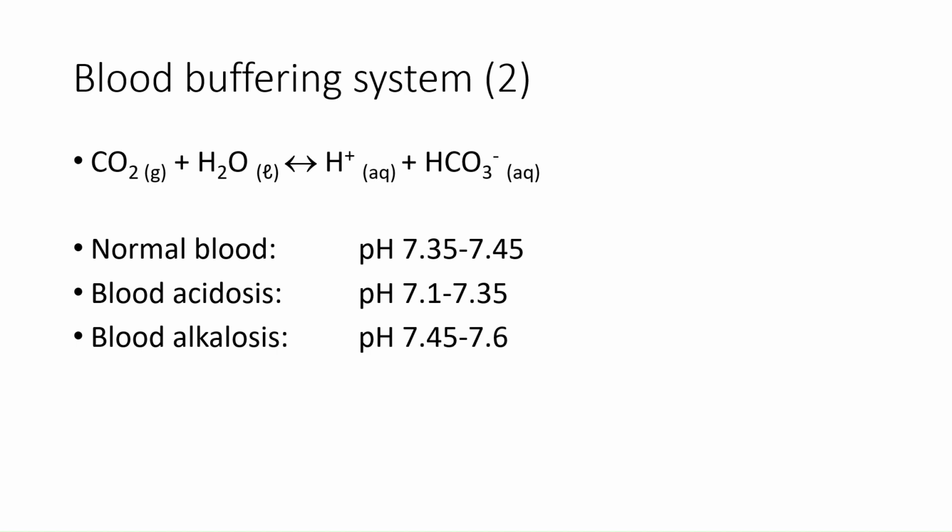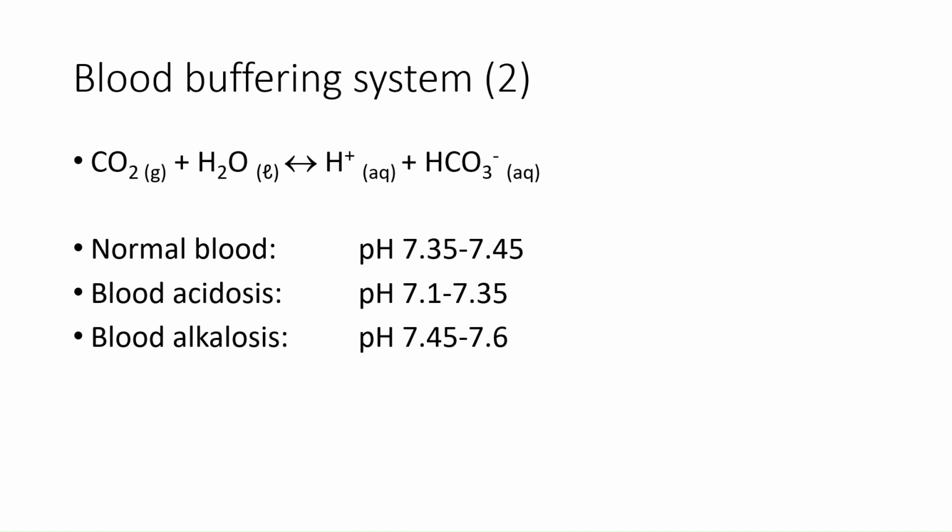So normal blood has a very, very narrow pH range of only 0.1 pH units. Normal blood should have a pH between 7.35 and 7.45. When you're in acidosis, the pH drops to between 7.1 and 7.35. When you're in alkalosis, the pH is too high. You're between 7.45 and 7.6.